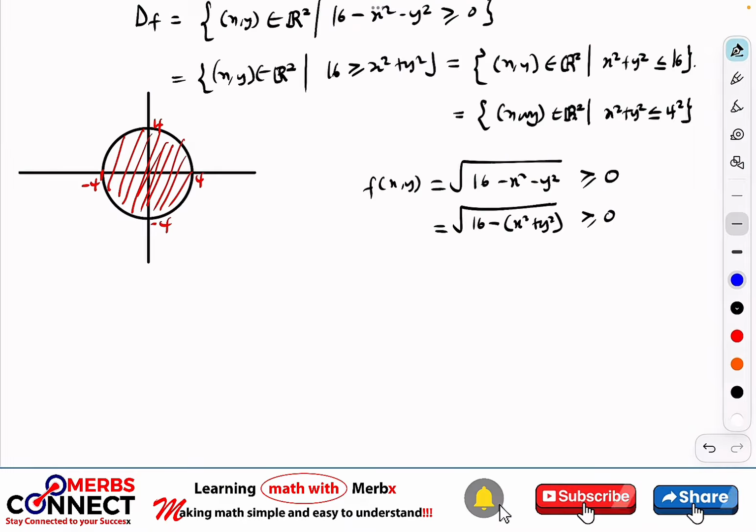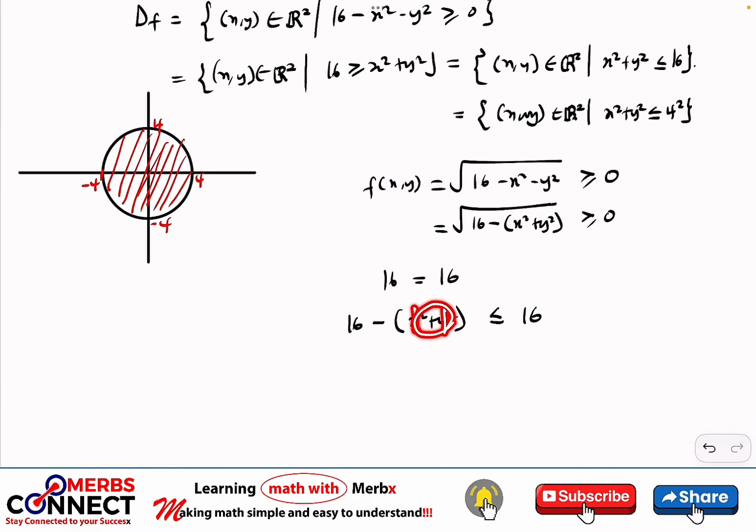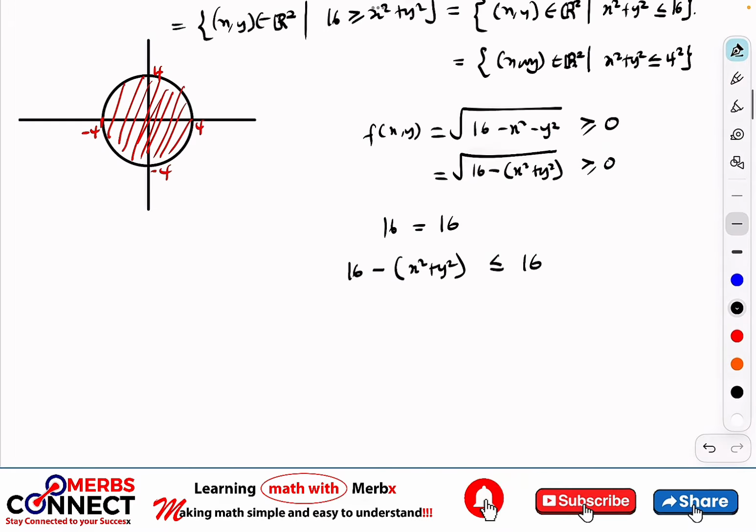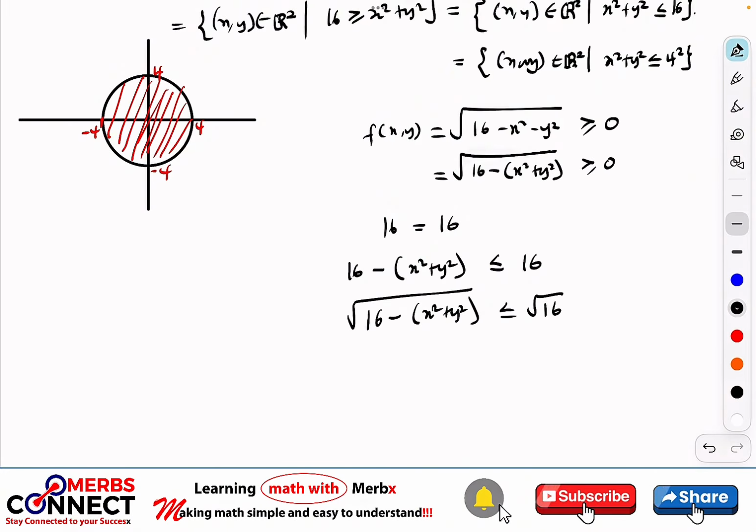So what is going to happen is if we set 16 equal to 16, then when I subtract the other side to have 16 minus x squared plus y squared, it's not going to be the same 16 again. They are not going to be the same, but they are going to be less than or equal to. Because if this is 1 and this is 1, I'm going to have 2, and 16 minus 2 is less than 16, which is great. So now we have a square root, so we can take the square root on both sides and have 16 minus x squared plus y squared less than or equal to the square root of 16.